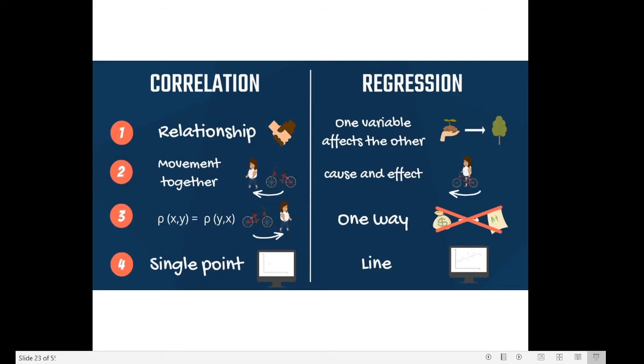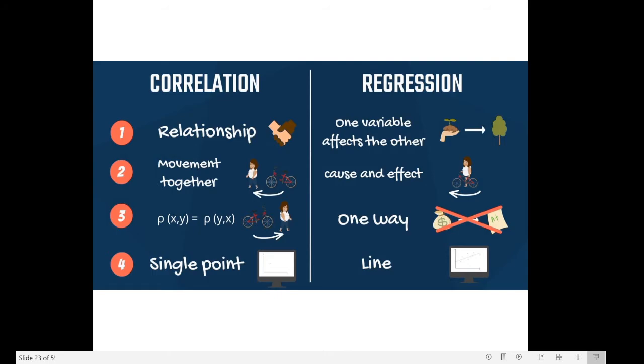And there is correlation and regression. You all discussed this earlier. The relationship between two things is a correlation, a movement together, where two parameters are following the same way, and it is explained at a single point.